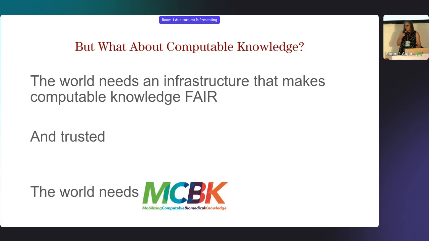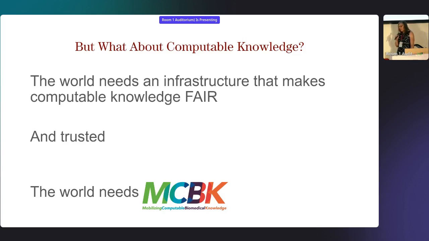And so what we need to do is make computable knowledge FAIR and trusted. So we argue that the effort of the MCBK program, organization, movement, we're still trying to figure out exactly what we are. There's a few chapters that have started up, and I think Michigan is actually hosting an organization for it. There's actually membership now and so forth.